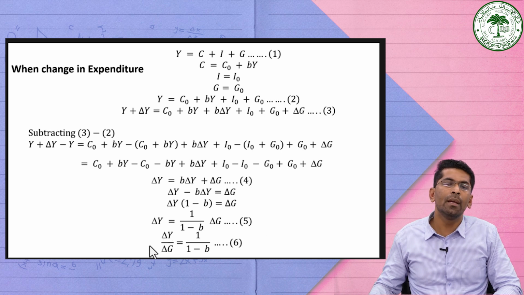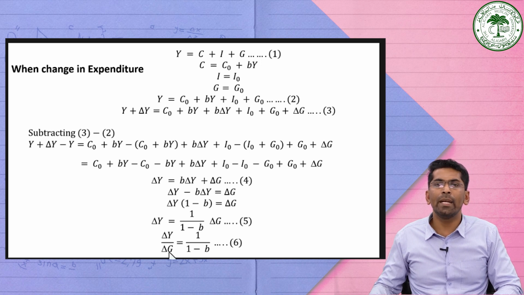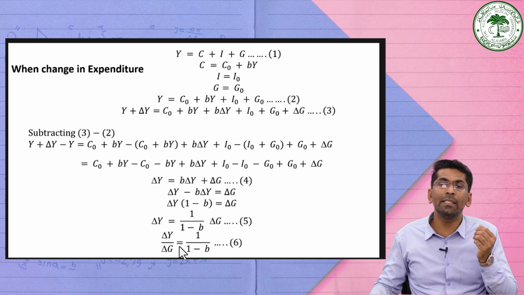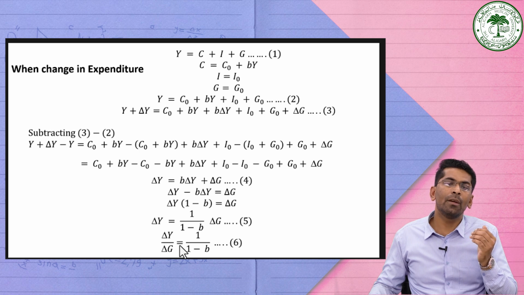What is it actually showing? The change in the level of income due to the change in government expenditure is equal to 1 by 1 minus b. This shows the multiplier effect. So this represents the magnification effect of an initial change in government expenditure on the overall level of income in an economy. So it is the government expenditure multiplier in the context of a three sector economy.